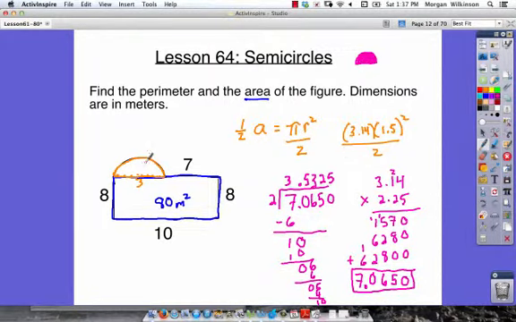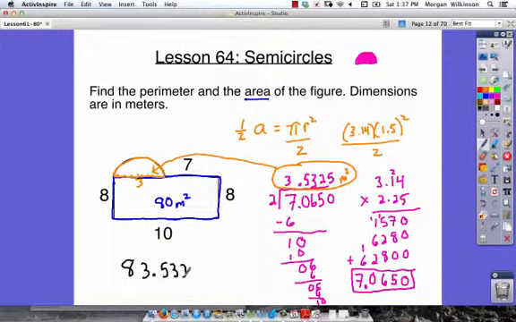Now, we figured out what the area of our half circle is. The area of our half circle is 3.5325 square meters. And that belongs over here in orange. To find our answer, we're going to add 3.5325 to 80, and our final answer must be 83.5325. That's square meters, and we found the answer to our problem.